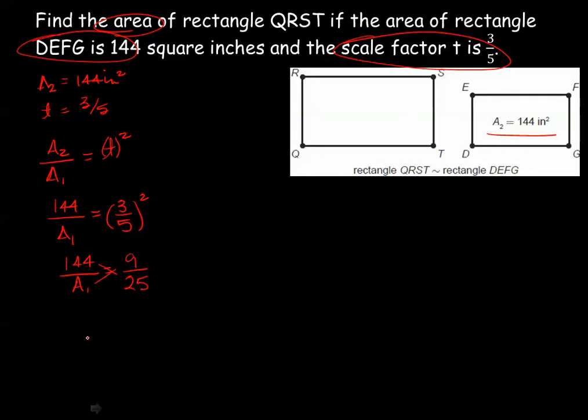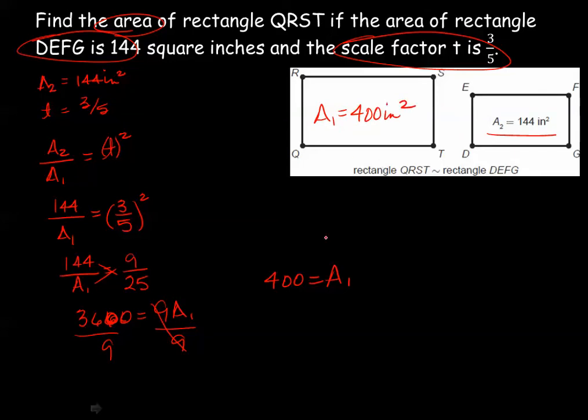Now, you're just going to cross multiply. So 144 times 25 is 3,600. 9 times A1 is just going to give me 9A1. I'm going to divide both sides by 9. 3,600 divided by 9 gives me 400. And then here, 9 divided by 9, that leaves me with A1. So my area up here is going to be 400 inches squared.